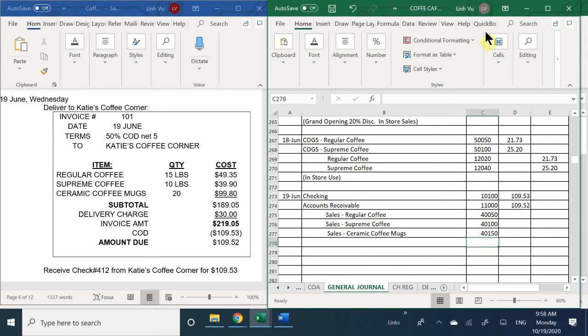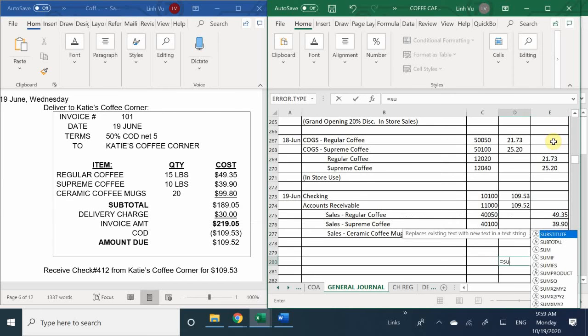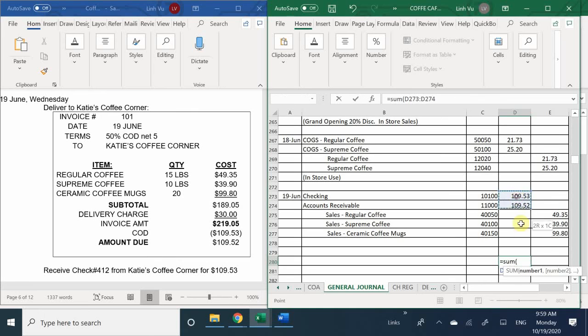Let's plug in the numbers first real quick, and then we can solve for it in a second. So here, how much was my regular coffee? $49.35. How much is my Supreme coffee? $39.90 and then $99.80. Okay. If I'm going to sum up my totals, then you'll understand exactly what I'm asking.